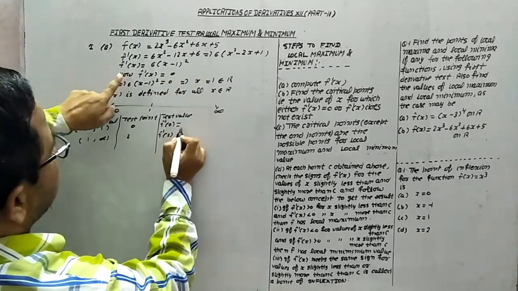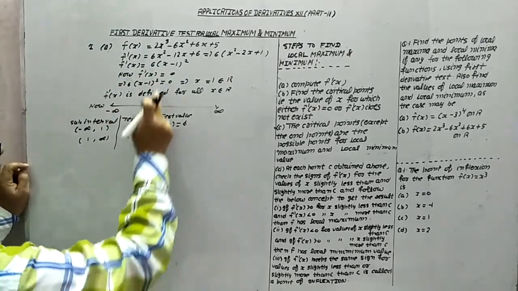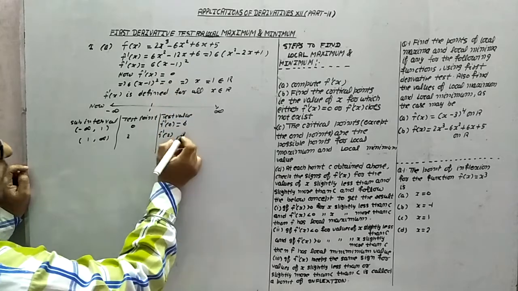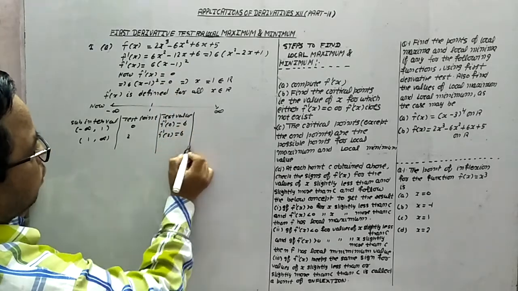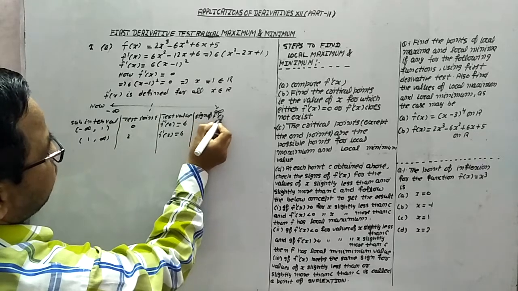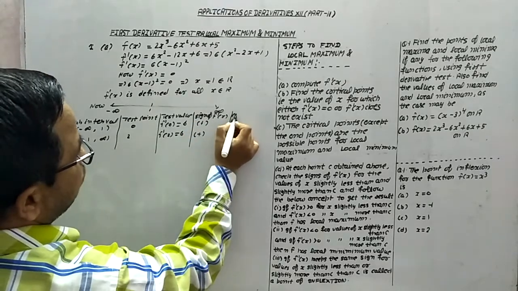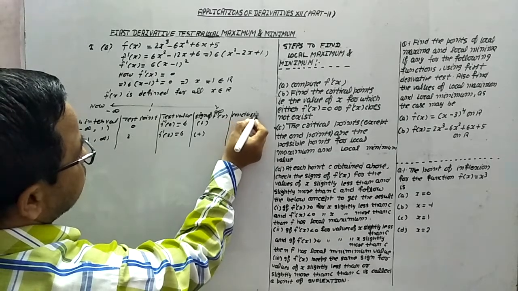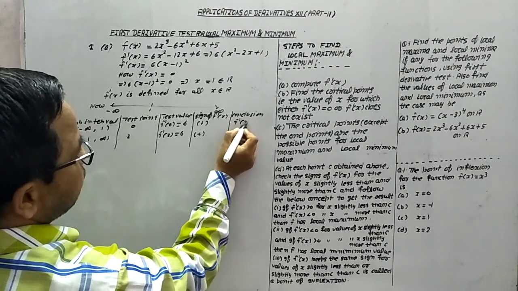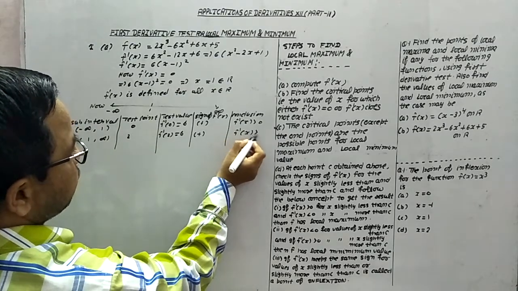Now first of all f dash 0, once we put the 0, this is 6 only. Now we will put f dash 2, 2 minus 1, which is 6 only. Sign of f dash x, we are observing sign of f dash x here positive and this is also positive. Conclusion, we are observing f dash x greater than 0, and this is f dash x greater than 0.